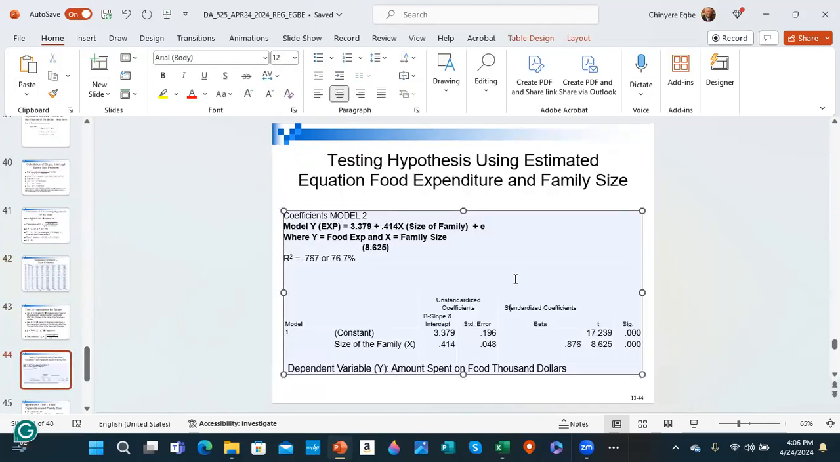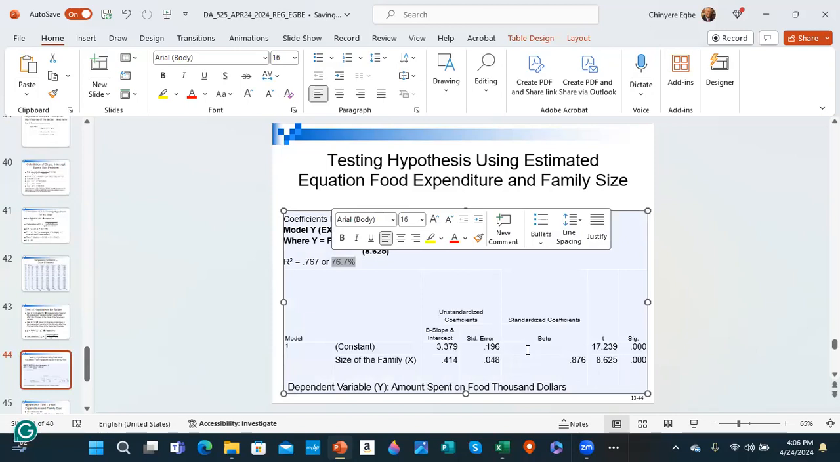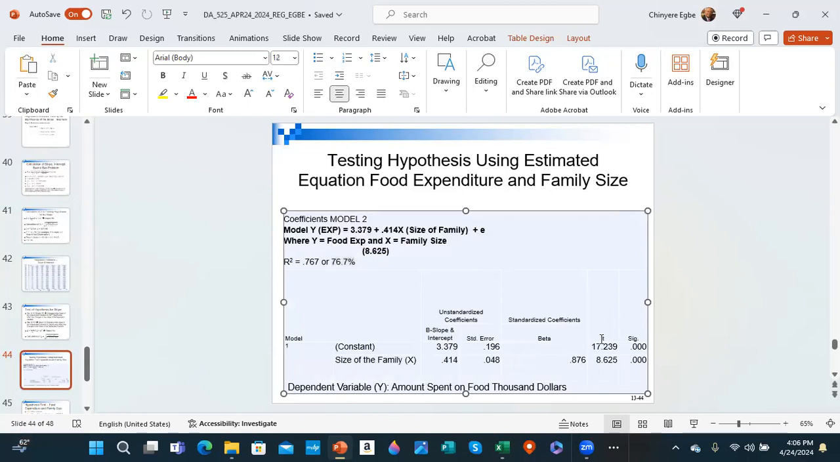The final thing I'm going to talk about is an SPSS printout, which I'm going to illustrate next week before we get into regression analysis. The model here is about the expenditure on food and family size. You will see that we estimate R squared, which is to say family size explains 76% of expenditure on food. And you can see the Z value here.